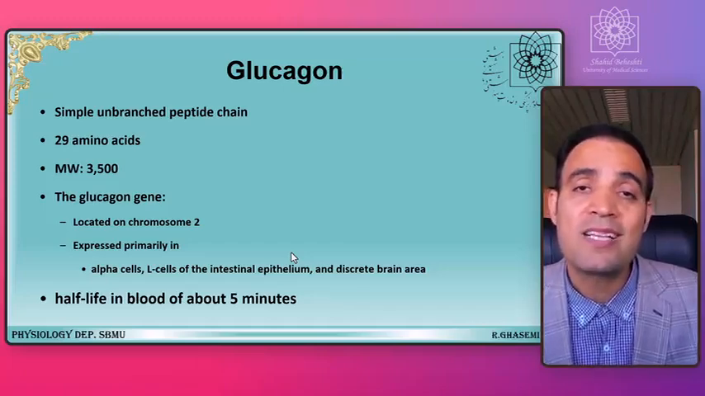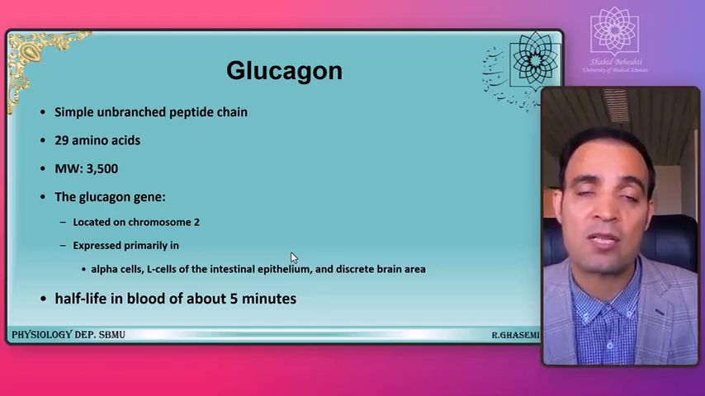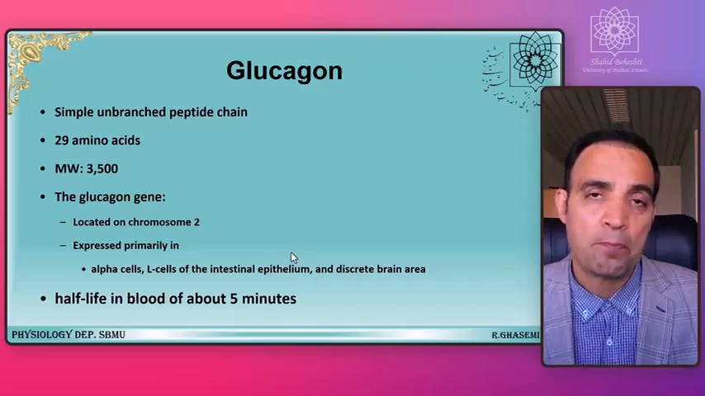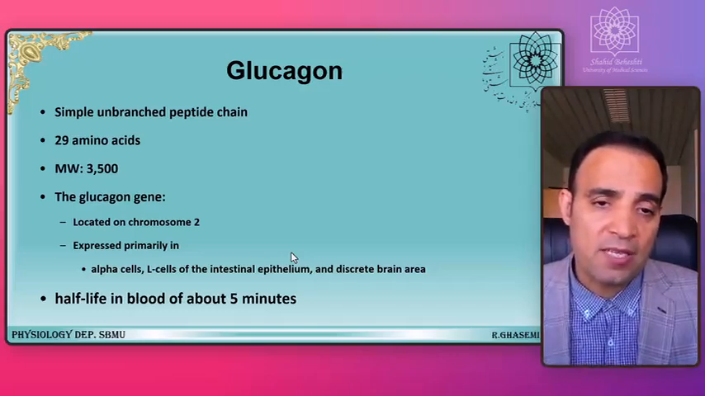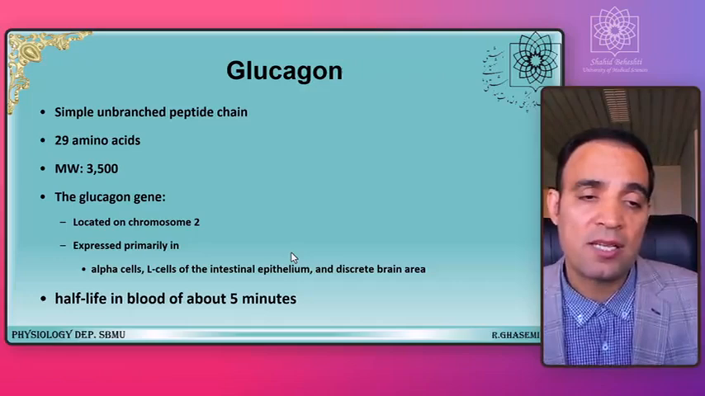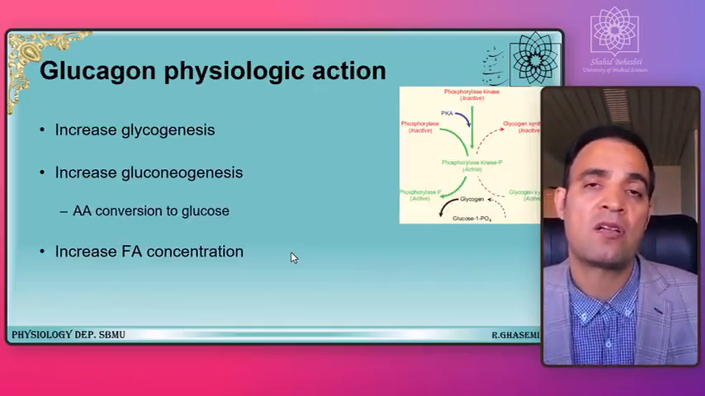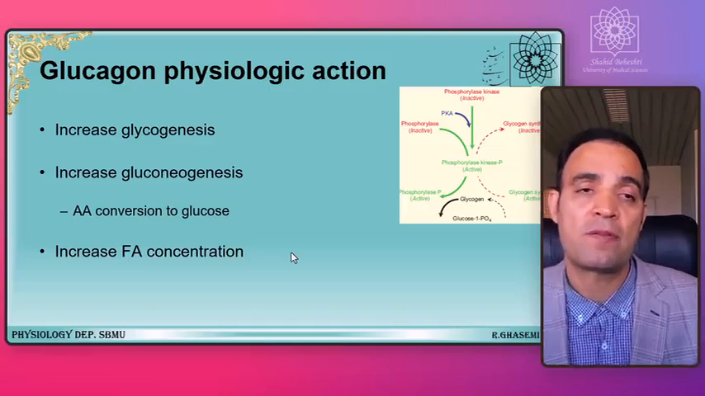It is expressed in the alpha cell, but it is also expressed in other cells, such as some areas of the brain, some intestinal epithelial cells, and it has a half-life of 5 minutes.